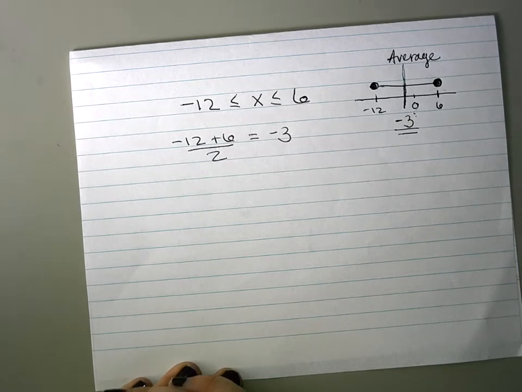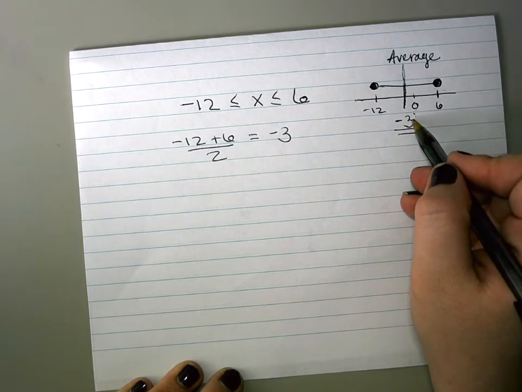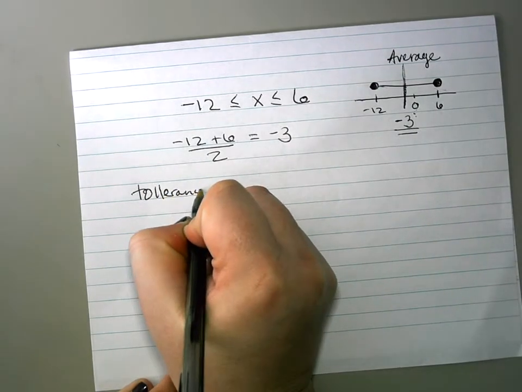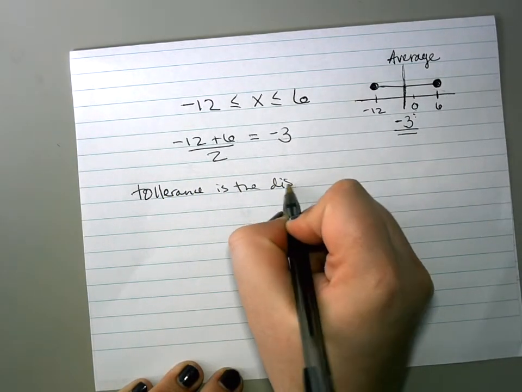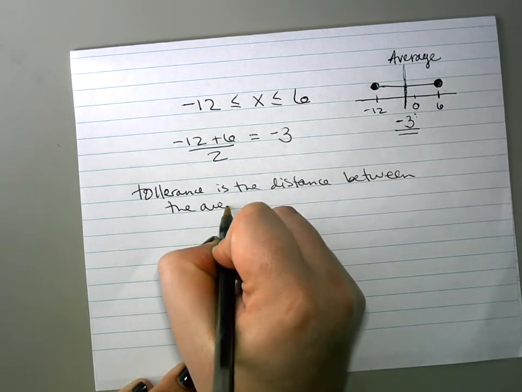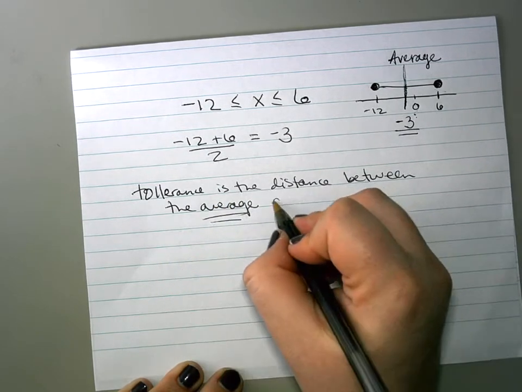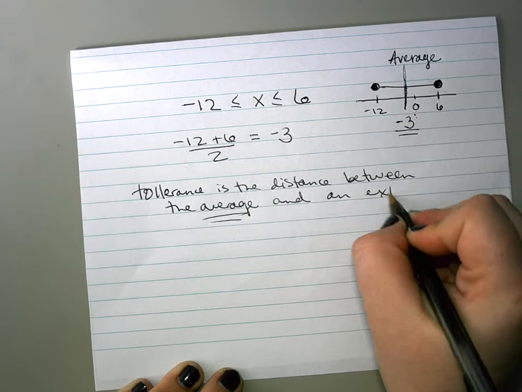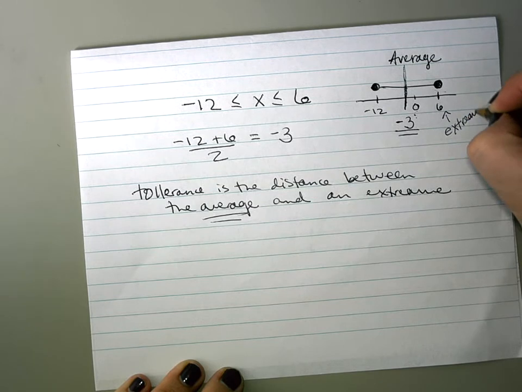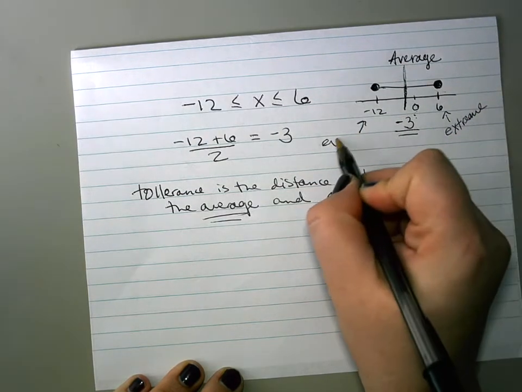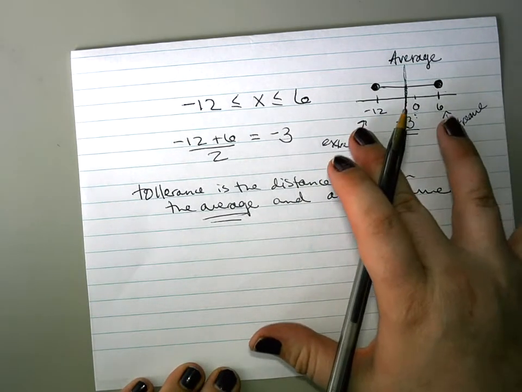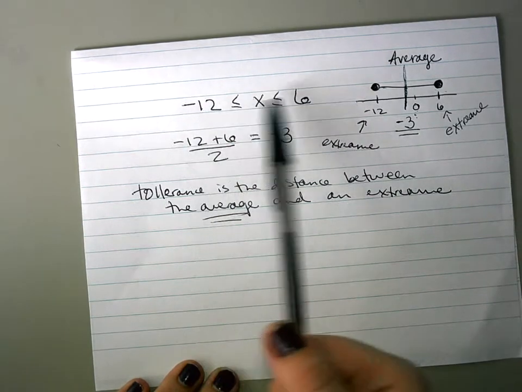Remember before I talked about in the last problem that 2 degree tolerance of the temperature? Well, we can also have a tolerance here, and the tolerance is the distance between the average and an extreme. An extreme is any value that is on the outside or the boundary of our range.